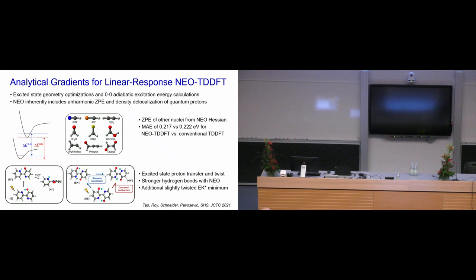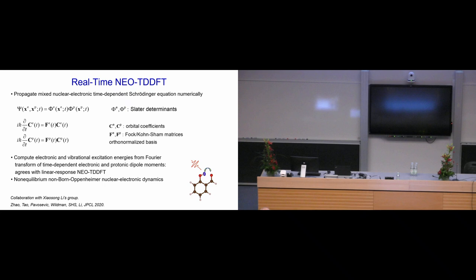Now, in principle, we could do, say, surface hopping or Ehrenfest dynamics on those adiabatic linear response NEO-TDDFT vibronic states. But it turns out there's a lot of complications, a lot of technical challenges. So instead, we turn to real-time NEO-TDDFT. This is a collaboration with Xiaosong Li's group at University of Washington. So what we do is we say, let's start with this product of an electronic and a nuclear determinant and plug it now into the time-dependent Schrodinger equation. All right, and then we can just propagate it numerically. So what happens is we get two sets of equations, one for the electrons and one for the quantum protons.